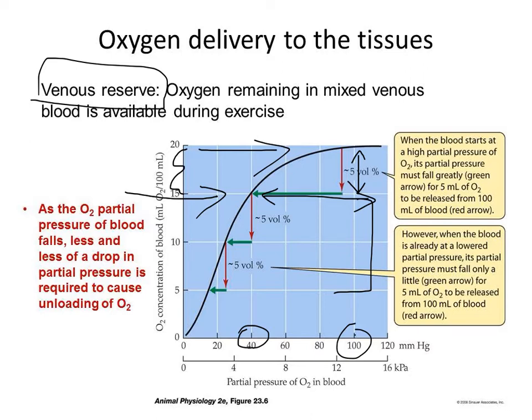But what you notice is when it goes from 15 milliliters of O2 per 100 milliliters of blood to 10, that the partial pressure actually does not have to change as drastically to release that amount of oxygen. So when the blood is at a lower partial pressure, its partial pressure must fall only a little for it to release more oxygen. So you get a faster release of oxygen at lower partial pressures. And this faster release of oxygen at lower partial pressures is due to the binding of oxygen and the structure of hemoglobin in general. So we'll talk a little bit about how that occurs, but ultimately the release of oxygen increases as the partial pressure actually decreases.